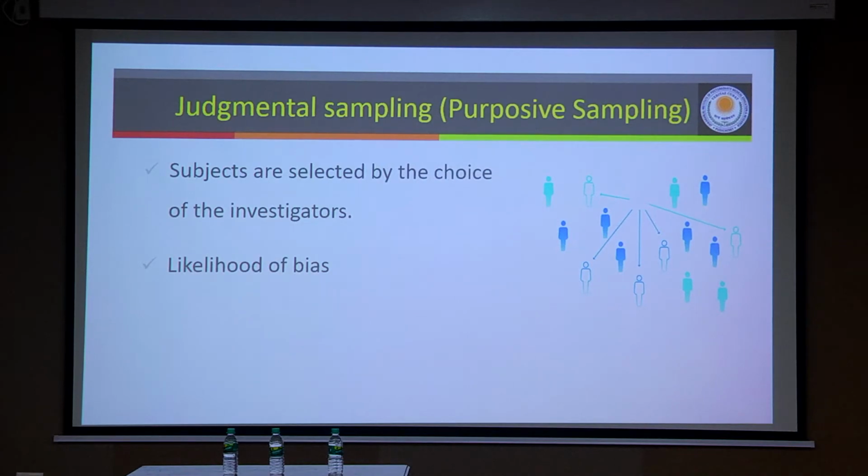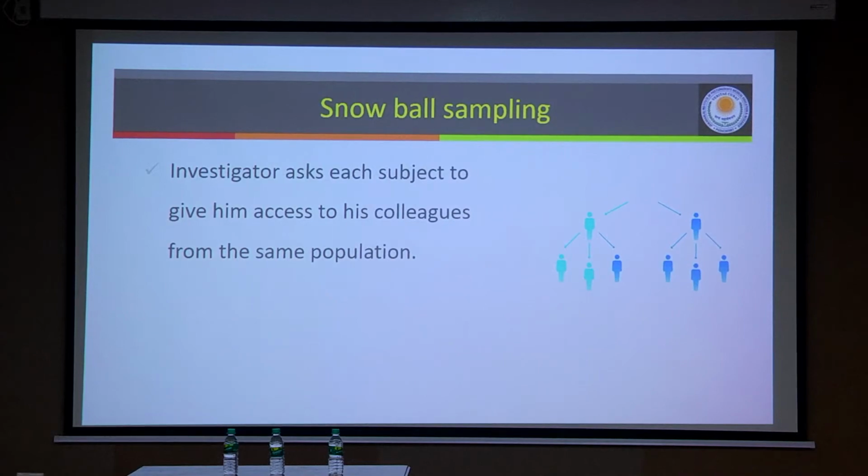So it is of course a non-probability sampling, and it's called judgmental sampling or purposive sampling. The other one is snowball sampling. What is snowball sampling? You include one participant, and that participant will help in bringing the other participants.